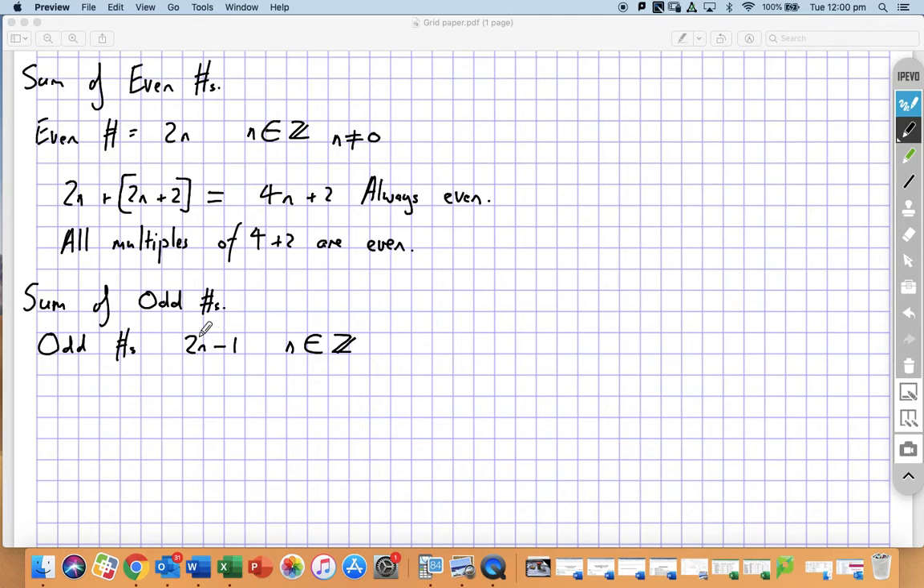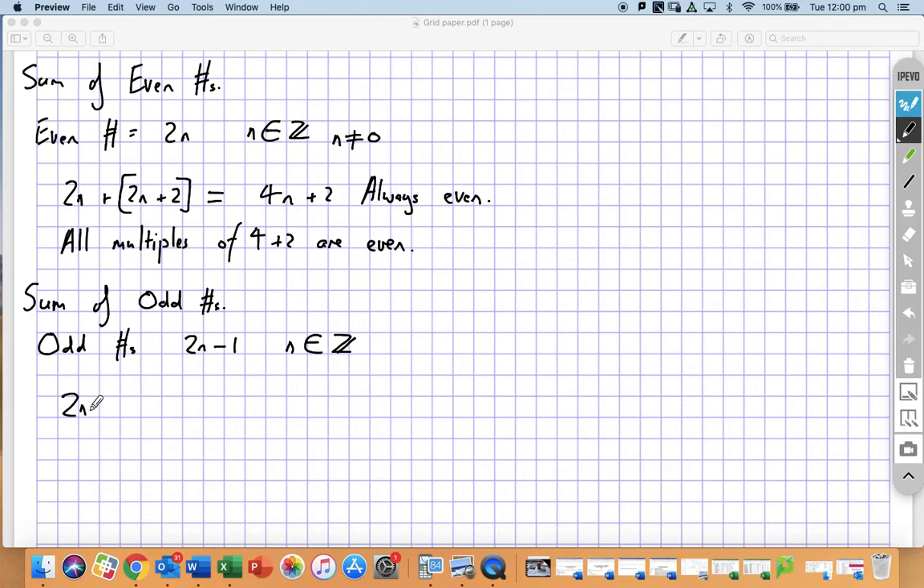If I put the number 1 in here, I'd have 2 minus 1 equals 1. If I put the number 0 in here, I'd have 0 minus 1, which is minus 1. So that's okay, right? I don't need to write n is not equal to 0. I can just leave that statement as it is.